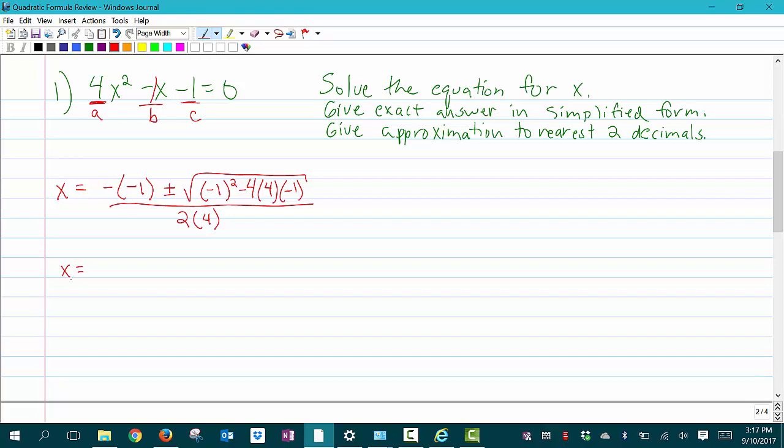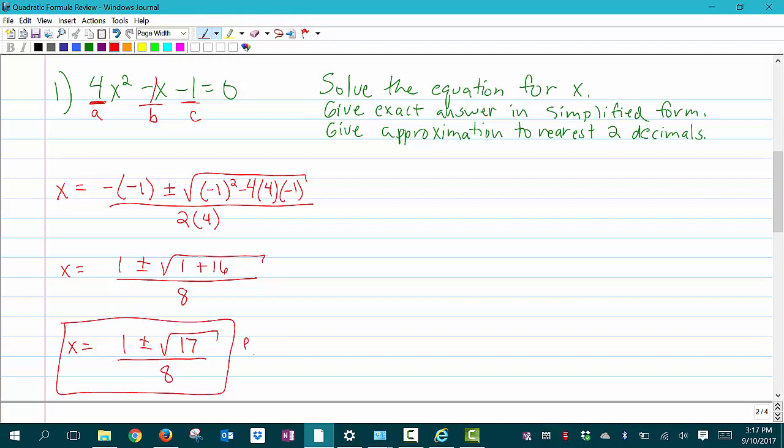We want to give the exact answer in simplified form. Minus minus 1 would be a positive 1, plus or minus the square root, negative 1 squared would be 1, negative 4 times a positive 4 times a negative 1 would be a positive 16, all of that divided by 8. 1 plus 16 would give us 17, all of that divided by 8. This would be the exact form of our answer. So this is our exact simplified answer.